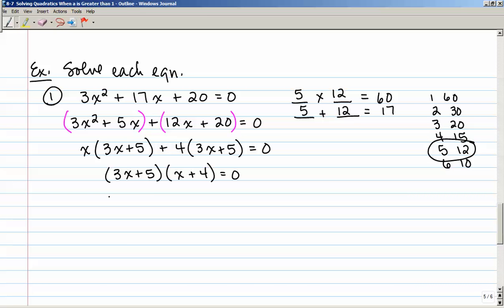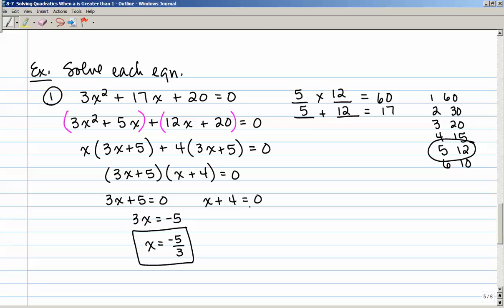Now I can use the zero product property, which says that 3x plus 5 equals 0 and x plus 4 equals 0. Solve each one of those for x, subtracting 5 from both sides. 3x equals negative 5, and dividing both sides by 3, x is equal to negative 5/3. And subtracting 4 from each side, x is equal to negative 4. Okay, and those are my two solutions.